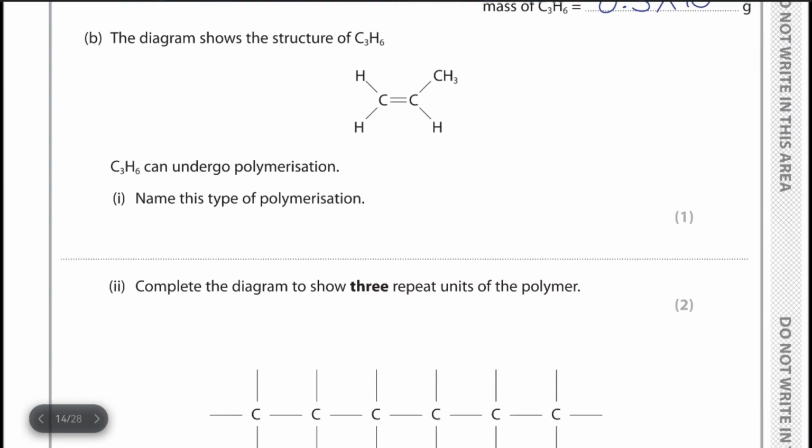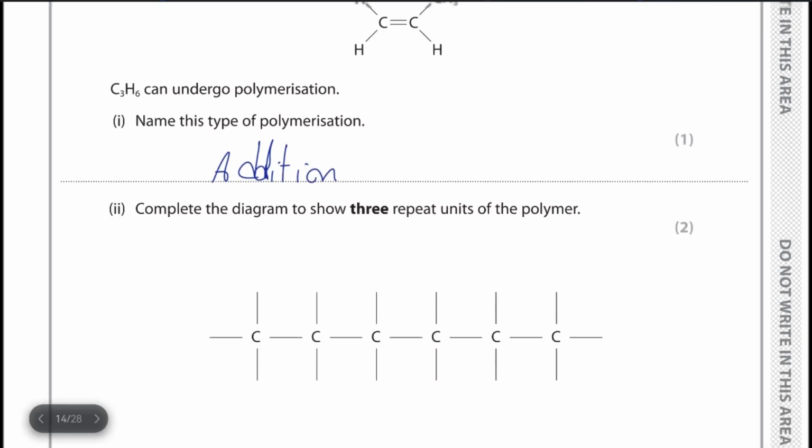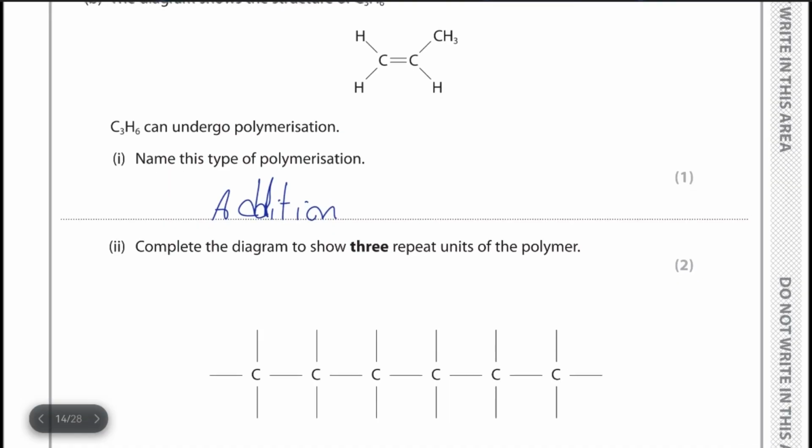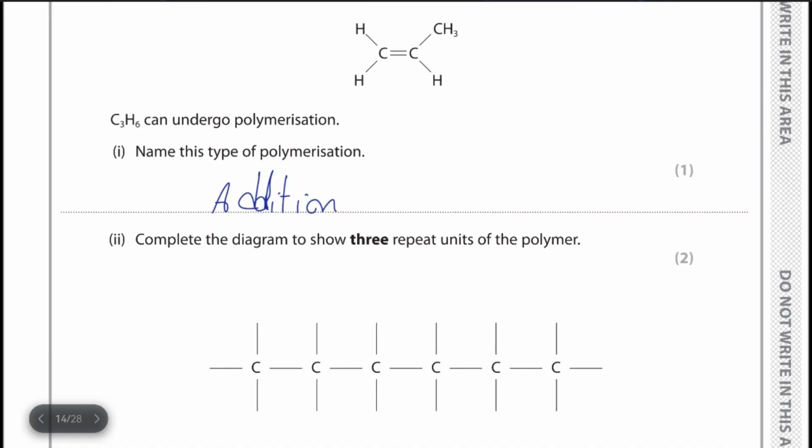The diagram shows the structure of C3H6. C3H6 can undergo polymerization. Name this type of polymerization. This type of polymerization is called addition polymerization. Complete the diagram to show the 3 repeat units of the polymer.